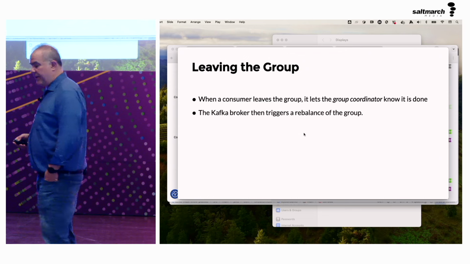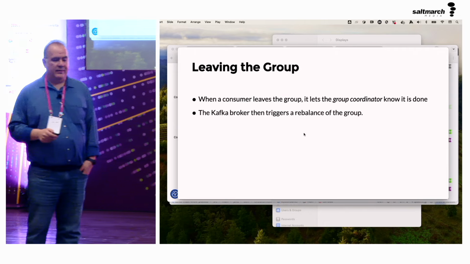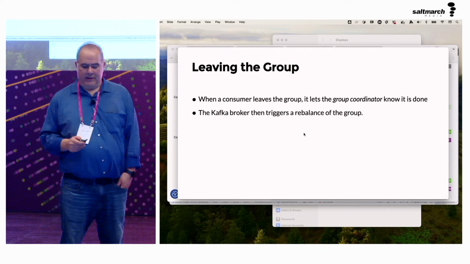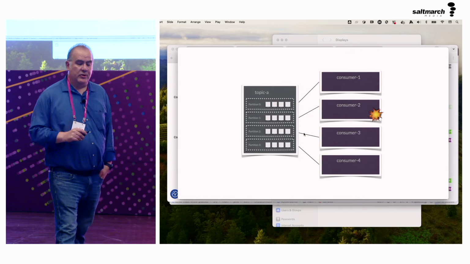You could also leave the group as well. So you could tell that group coordinator, I'm done. I'm out of here. I quit this job. And a rebalance will occur. And you just saw what a rebalance will do. Again, any one of the consumers will fail.